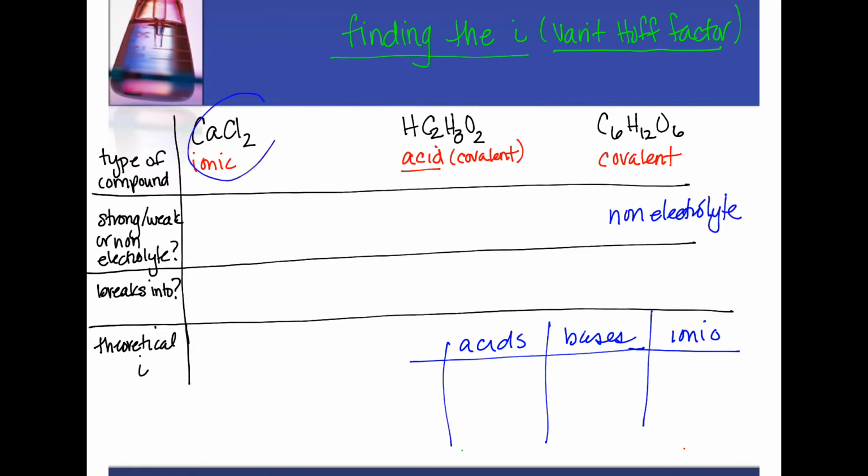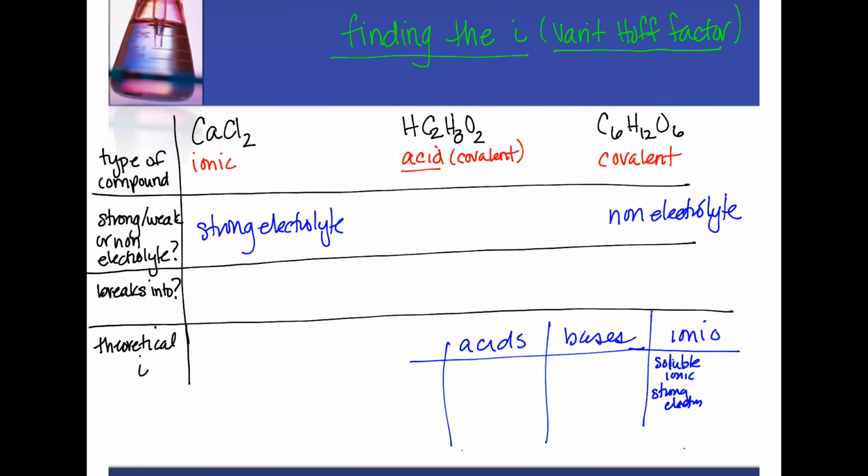For these other compounds, for our calcium chloride, we would use the ionic side of our electrolytes table. And what it would tell you there is that anything that is a soluble ionic compound, which calcium chloride is, is a strong electrolyte. So because calcium chloride is ionic, and we can use our solubility tables to figure out that it's soluble, it is a strong electrolyte.